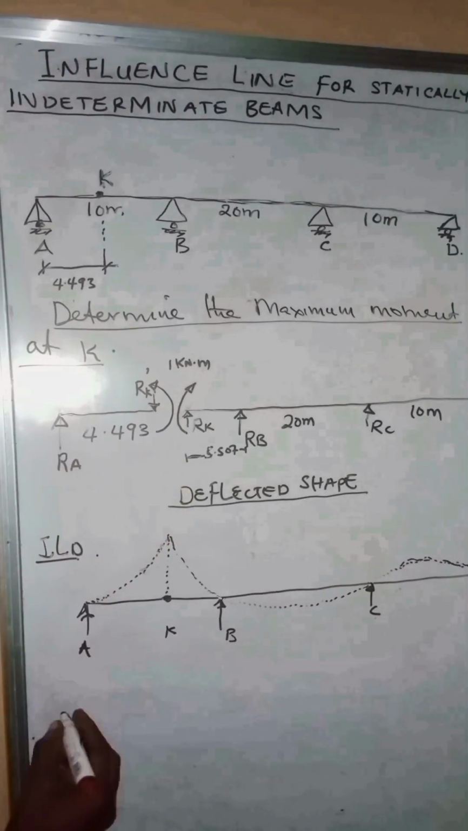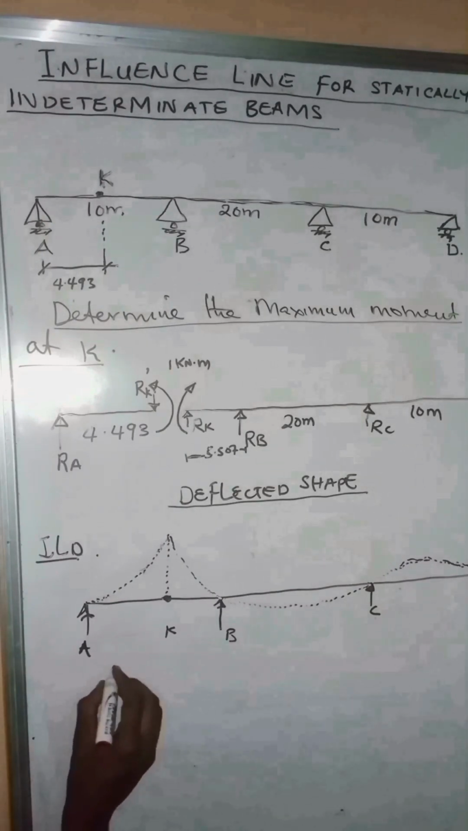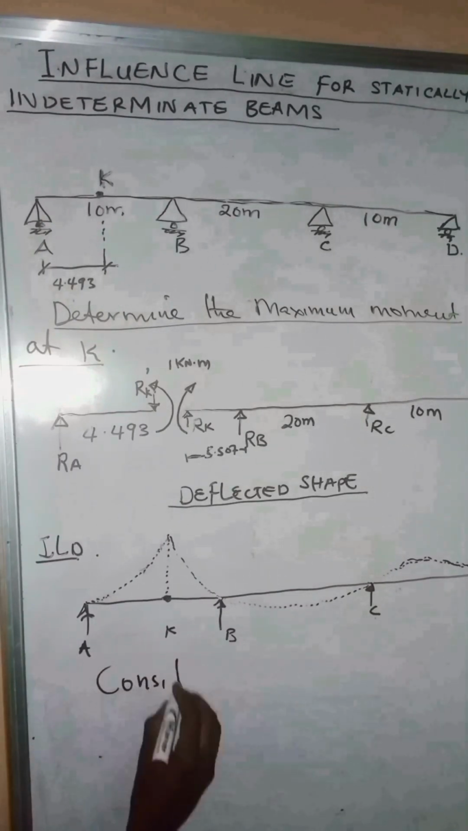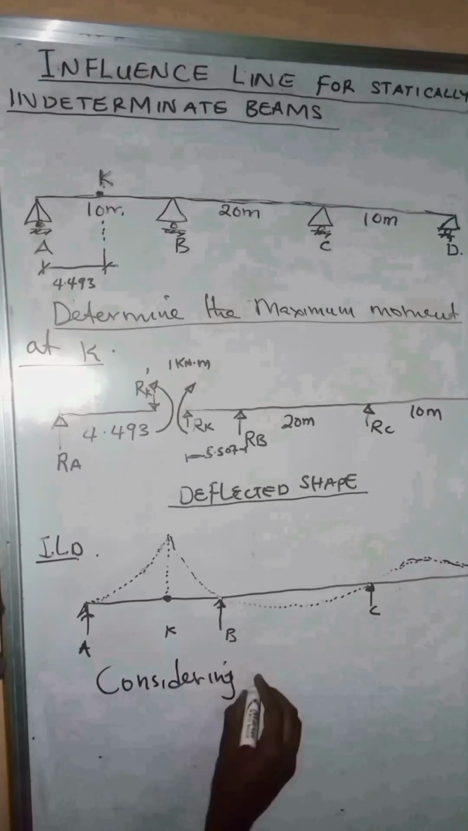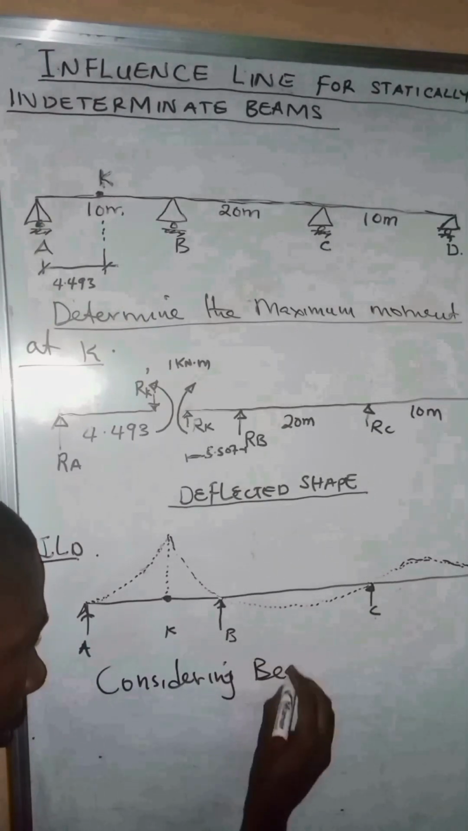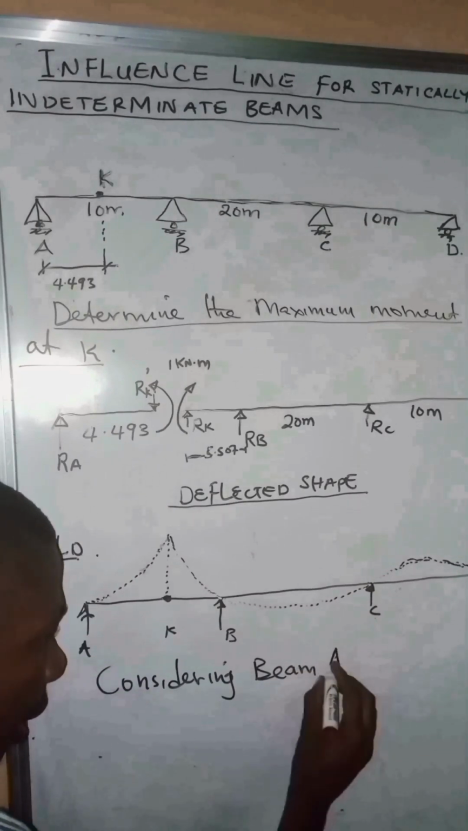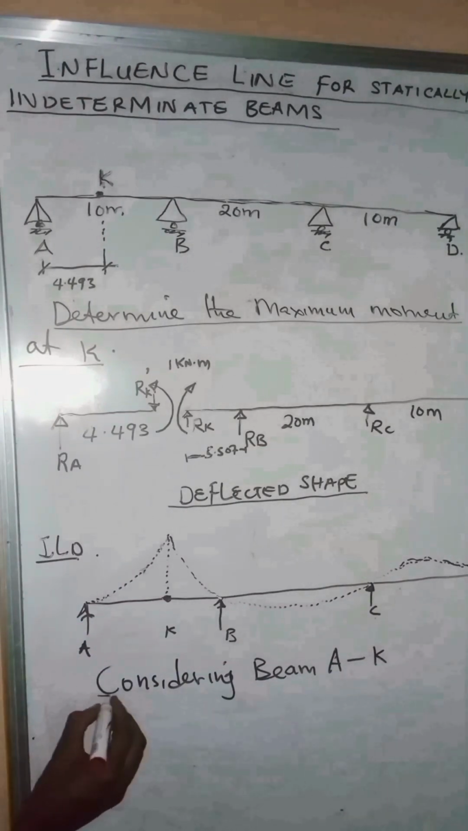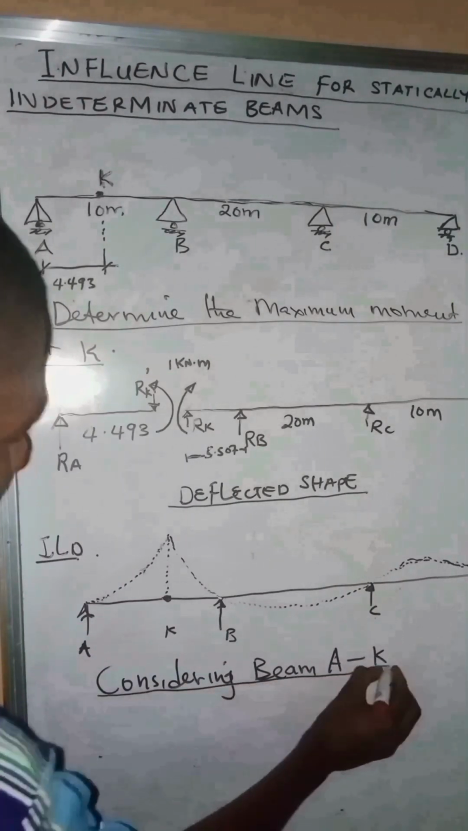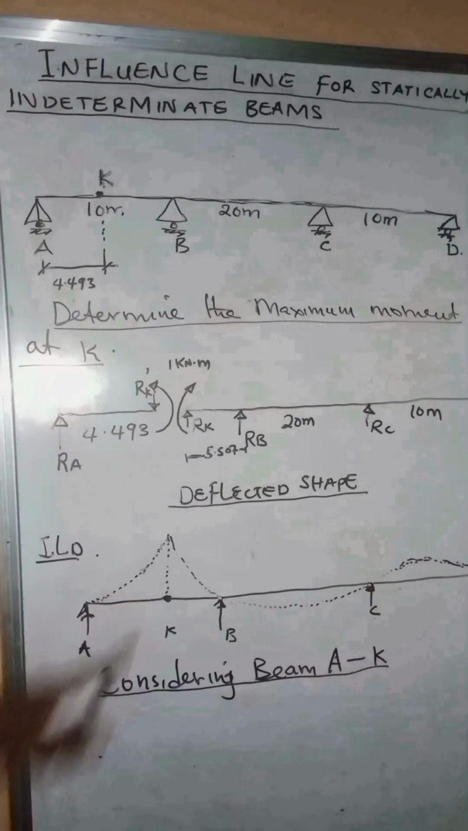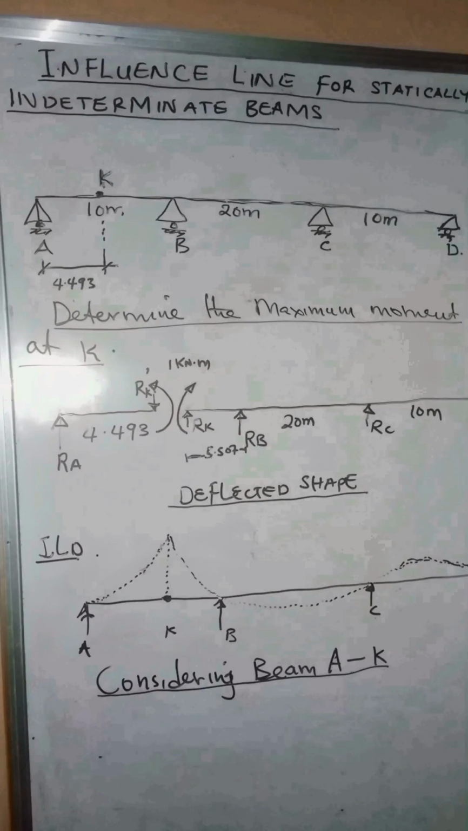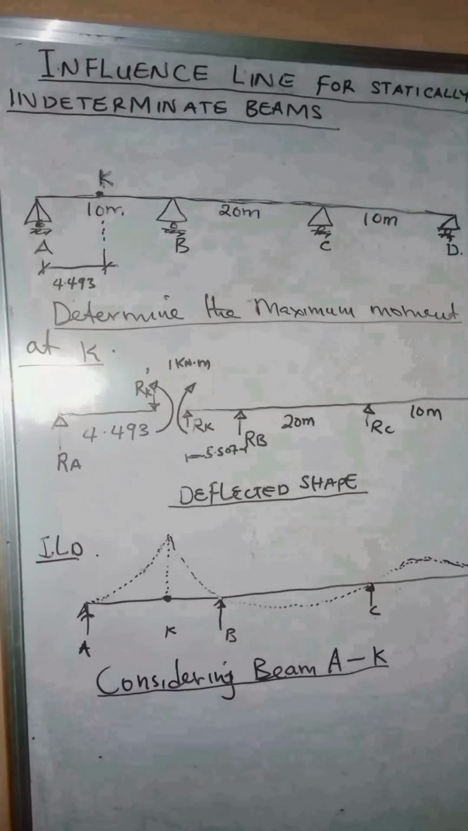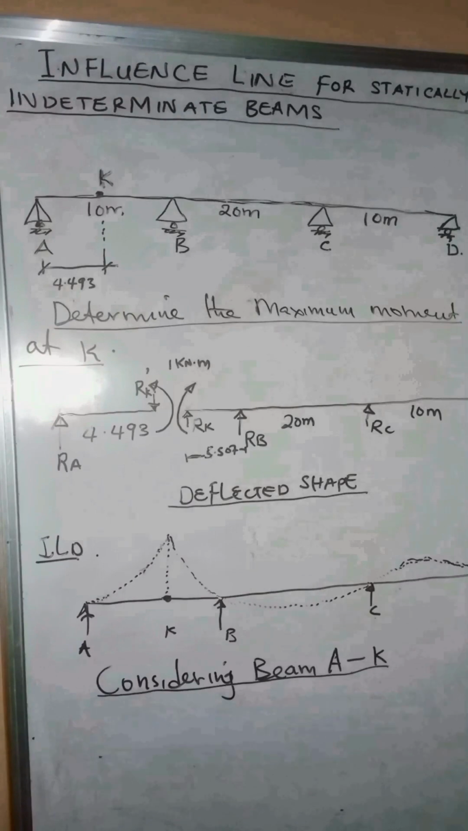We'll pick the first portion, which is portion A to K. So let's consider beam A to K. The next thing we are going to do is get the various reactions of this beam. We'll draw the beam and we'll obtain the reactions. All right, so let's go.